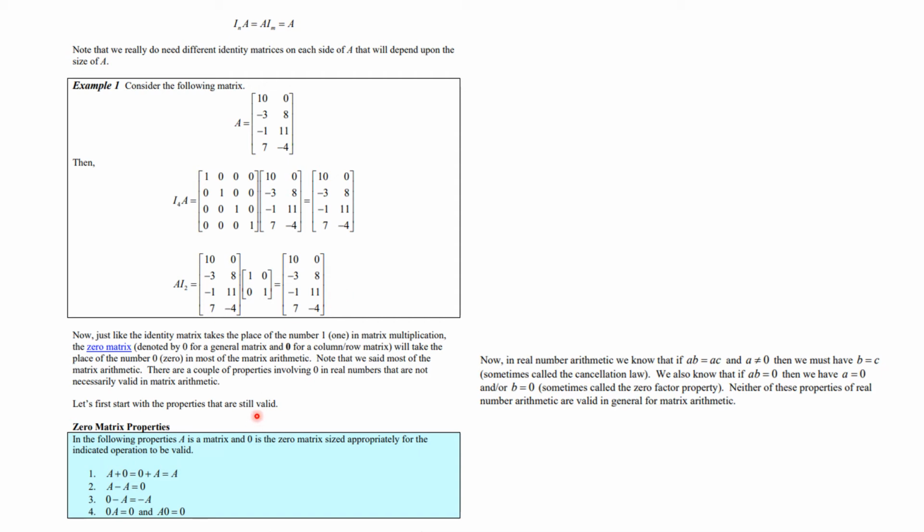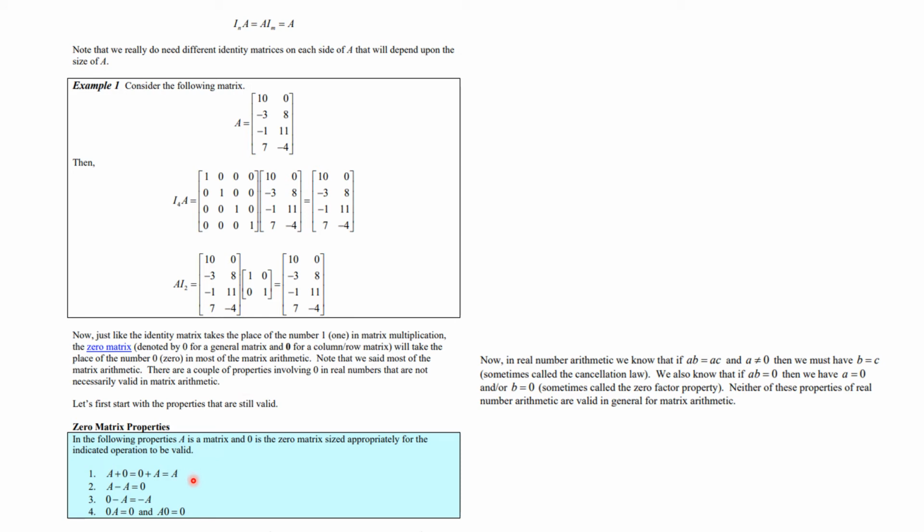Now, just like the identity matrix takes the place of the number 1 in matrix multiplication, there's a 0 matrix, denoted 0 for a general matrix and 0 for a column or row matrix. This is a little bit confusing. This is not a scalar. This is a 0 matrix. This takes the place of the number 0 in most of the matrix arithmetic. We did say most. There are a couple of properties involving 0 in real numbers that are not necessarily valid in matrix arithmetic. So please stay tuned and be very mindful of those.